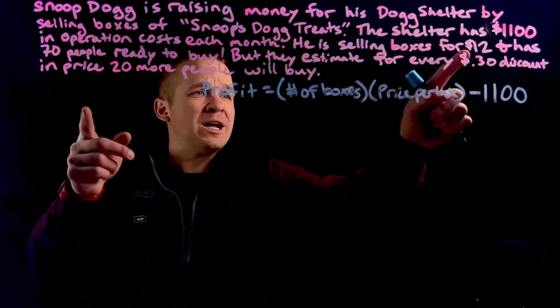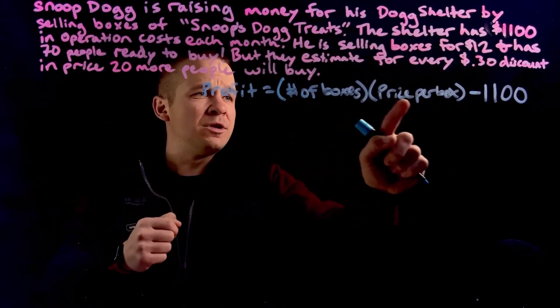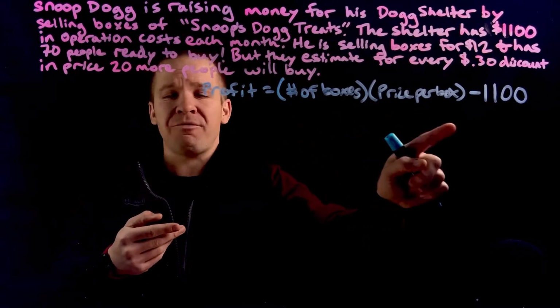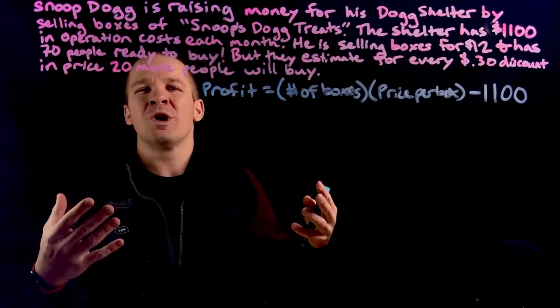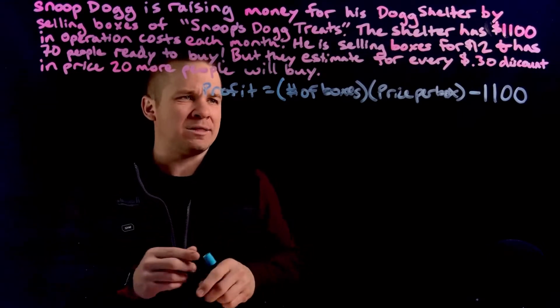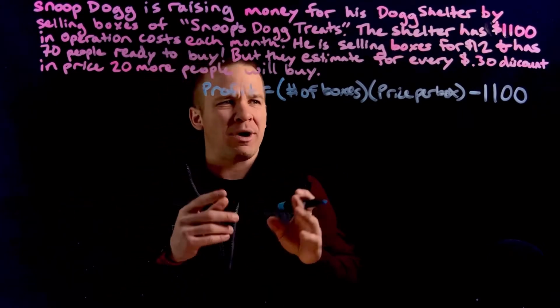So at this point here, we got 70 boxes sold times 12, which was the 840 that I said. Subtract 1,100, we're in the red. We don't want that. We're negative. We don't want that. All right, so we got to figure out the price to charge here.